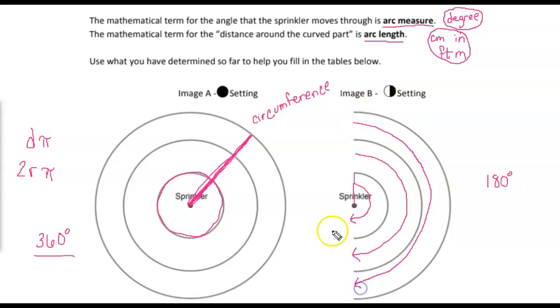So all 3 of these arc measures are going to be the same. But again, our length is going to be different. This one is visibly much smaller than this one. And in fact, if this radius is 3 times as large, then the length of this arc is going to be 3 times as large.